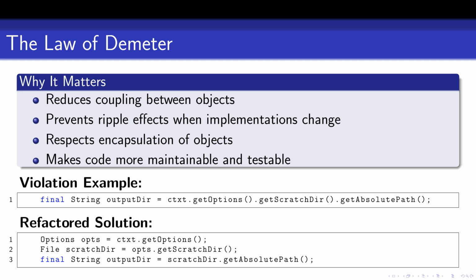Why does the Law of Demeter matter? It cuts down coupling. When objects poke too deep, changes ripple out like a bad rumor. This violation example chains calls from context to options to scratch dir to absolute path. Way too chatty. Refactor it to grab options, then scratch dir, then the path, and you've respected encapsulation. Less coupling means easier maintenance and testing. Code that's less brittle is code you'll love long-term.